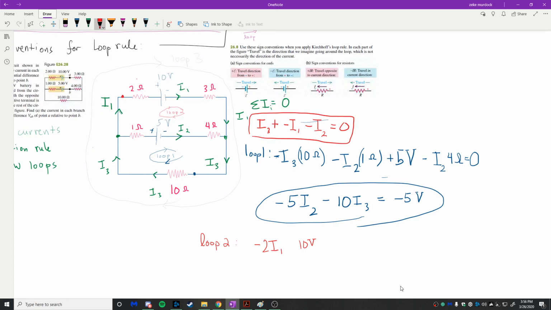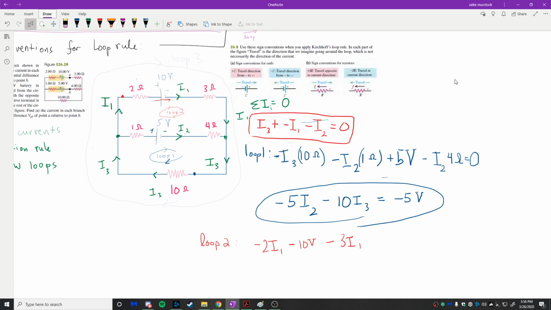We're traveling in this direction, right? And that corresponds to this. So this one's going to be minus 10. Remember, you're going from high terminal to low terminal, right? The change is that you're losing voltage. This is the lower terminal voltage. This is the higher terminal voltage. You go from here to here, you lose 10 volts. 3I1 is going to be negative because you're going in the same direction.